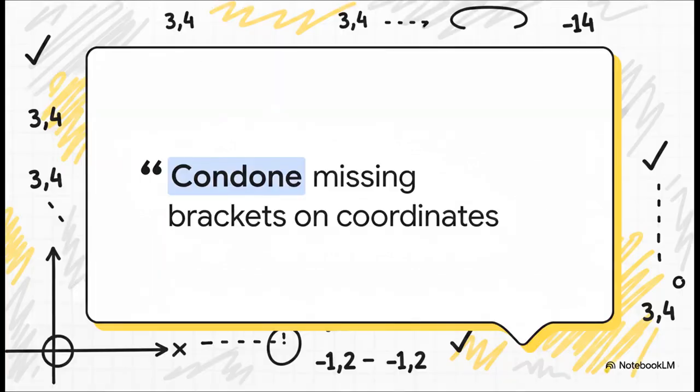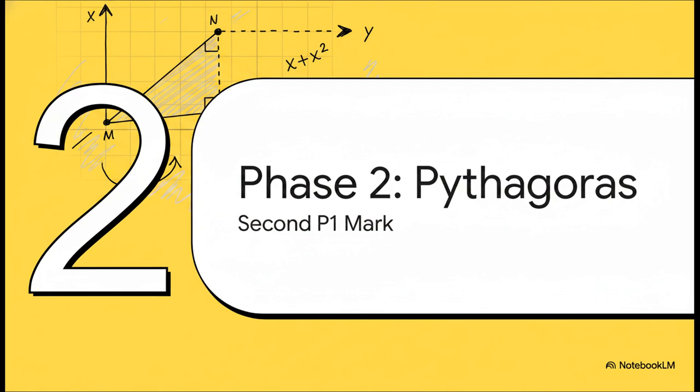Now here is a fantastic little insider secret straight from the official Edexcel rules for this question. It explicitly says, condone missing brackets on coordinates. Honestly, this is a lifesaver. It means if you're stressing during the exam, rushing against the clock, and you accidentally write down your coordinates as just numbers separated by a comma without the outside parentheses, you're perfectly fine. You will not be penalized. They are looking to see if you understand the actual mathematical process, not just checking your formatting at this stage. All right, on to phase 2, applying Pythagoras for that second P1 mark.